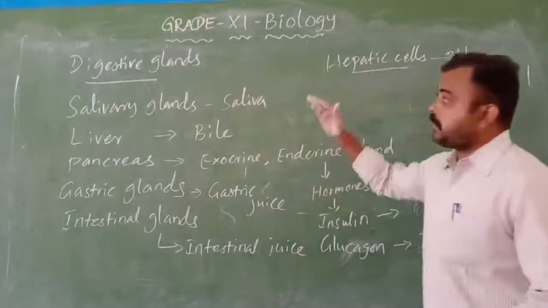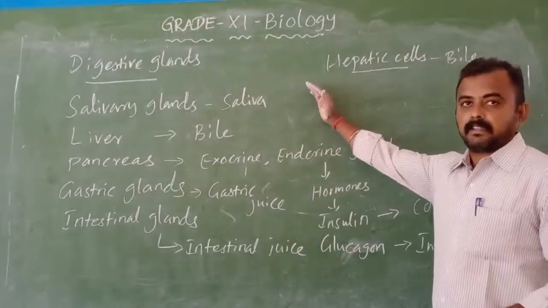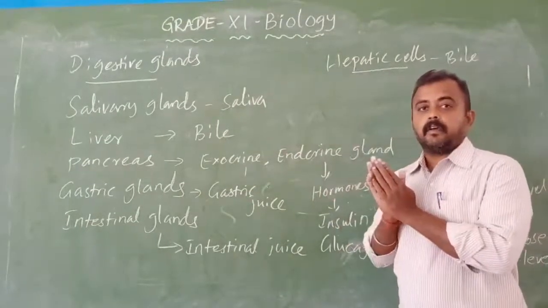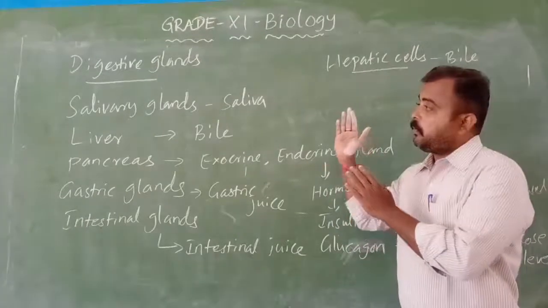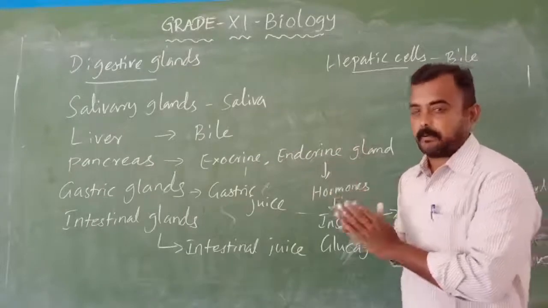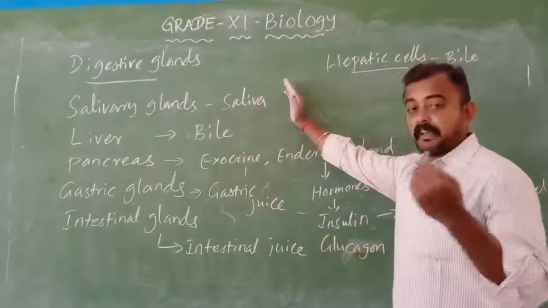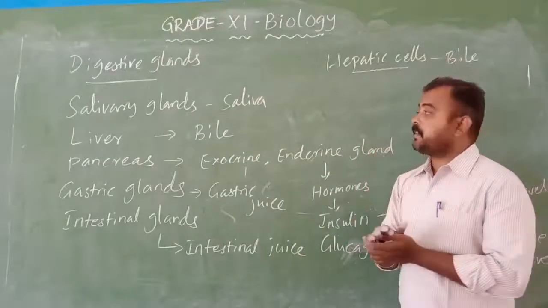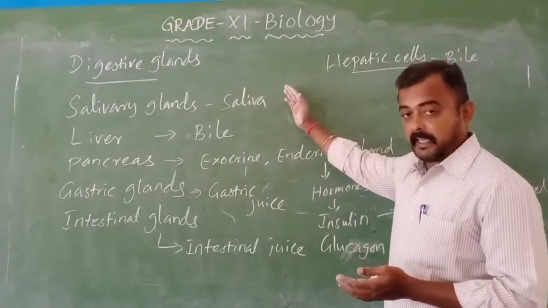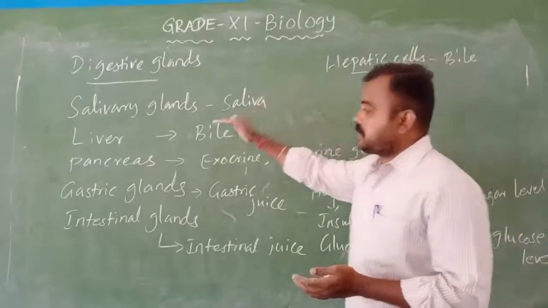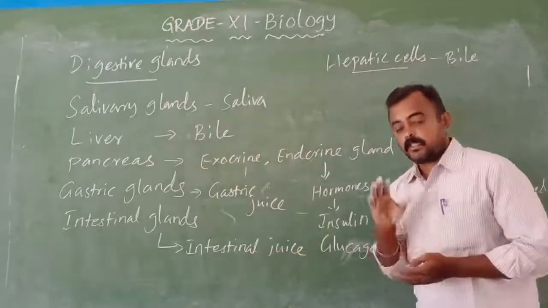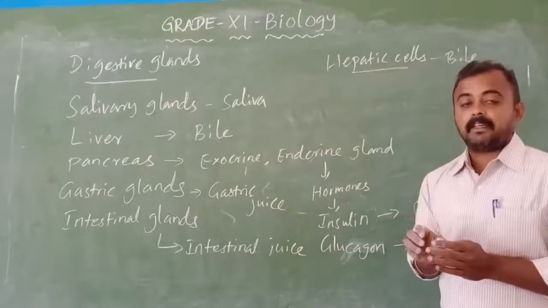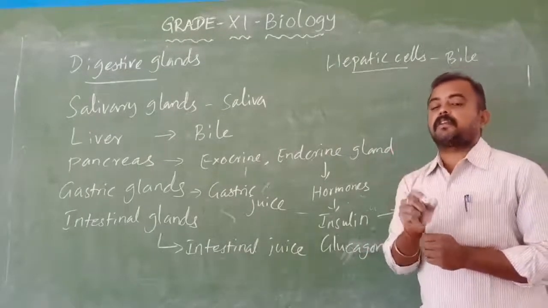Now we have completed digestive glands. In the digestive glands, what glands are present, and what do they secrete? So far we have completed salivary glands, which have three types: parotid, sublingual, and submandibular or submaxillary. They secrete saliva, which is used in digestion. Next, the liver secretes bile and consists of two lobes. The lobes consist of hepatic lobules, the structural and functional unit of the liver.